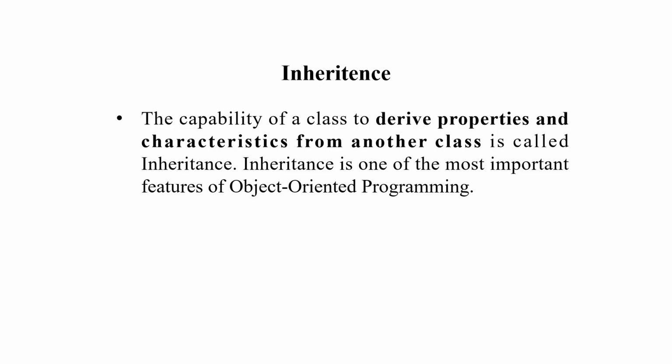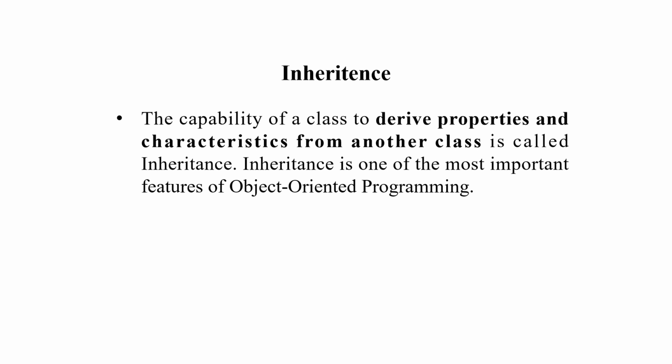Inheritance in object-oriented programming is a fundamental concept that allows a class to inherit properties and behaviors from another class, known as the base class or parent class. This capability enables the creation of a hierarchy of classes where more specific classes can inherit and extend the functionality of more general classes.